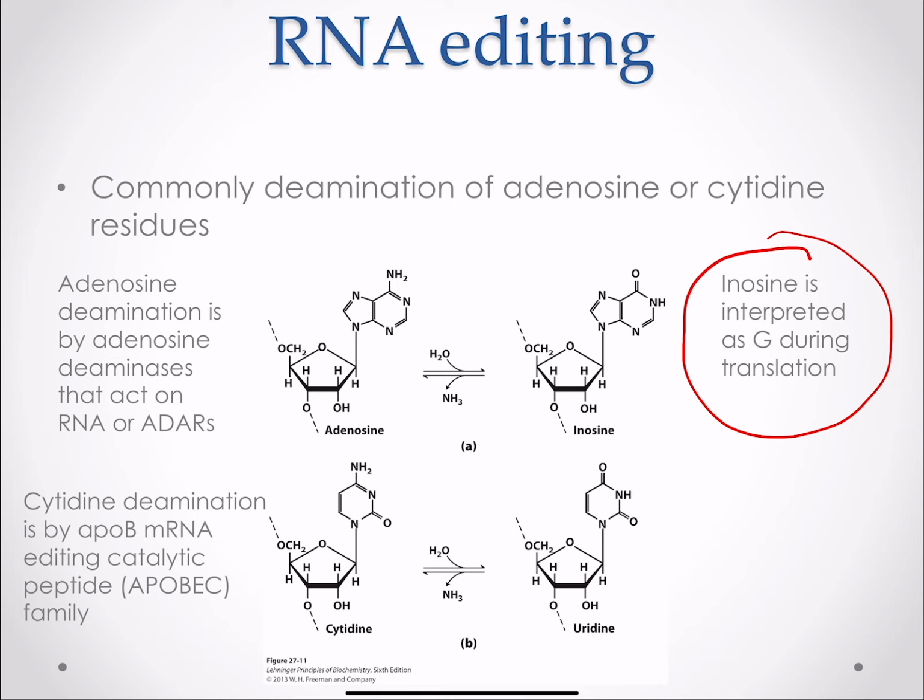Cytidine deamination is going to be caused by the APOBEC family proteins. It's ApoB messenger RNA editing catalytic peptide, and cytidine is deaminated to uridine. APOBEC family proteins are important for antiviral defense. It's thought to be a normal antiviral way to introduce a mistake in the growing viral chain.